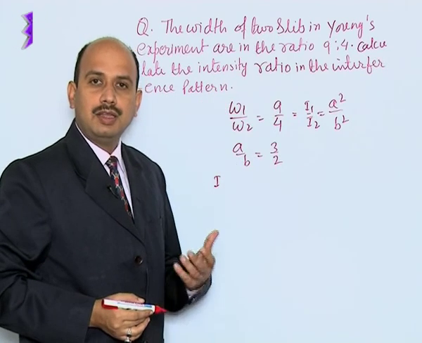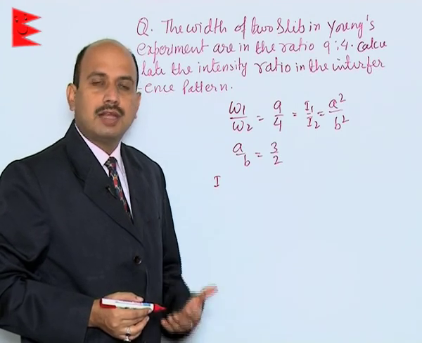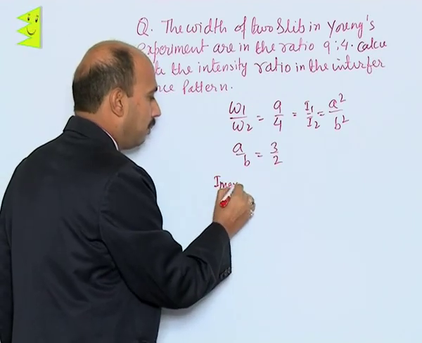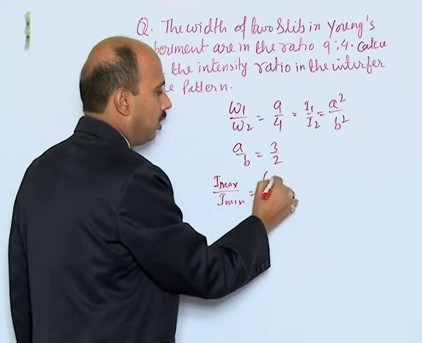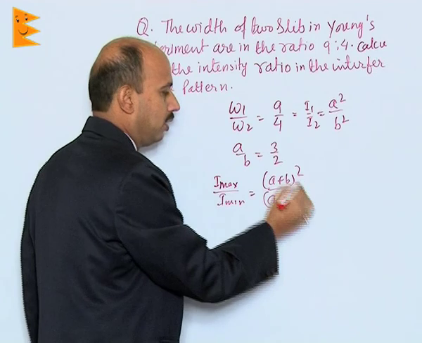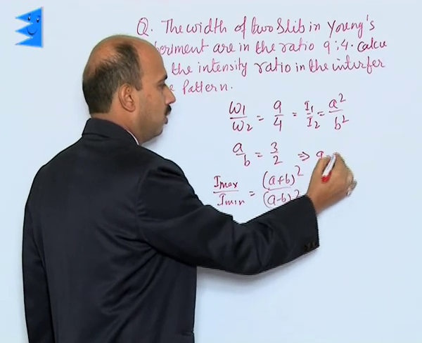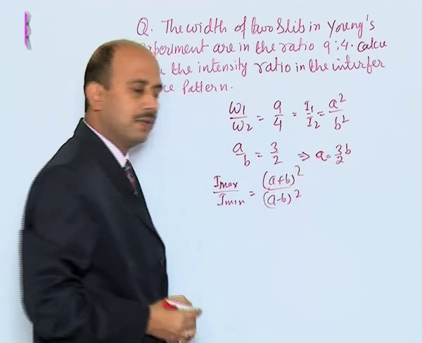See, in the interference pattern there are only two intensities, I max and I min, that is the maximum intensity and minimum intensity. We know I max upon I min is equal to (A plus B) whole square upon (A minus B) whole square. We can solve from here: A is equal to 3b by 2, that is the value of A.